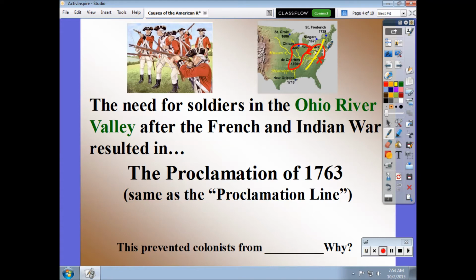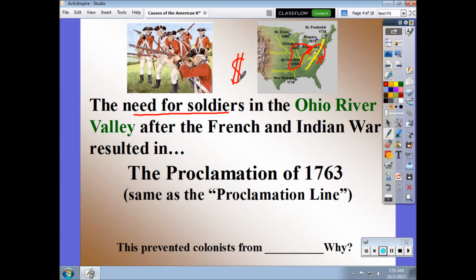Now, again, the main reason. Why do they draw the line? There's a concern about having to send more soldiers. Well, why are they concerned about that? We come down to really the main idea here of many of the acts that you're going to see, and that is that the concern over the need for soldiers is really a concern about money.